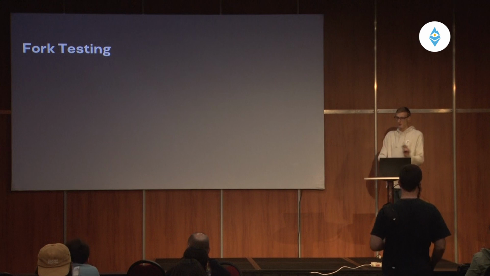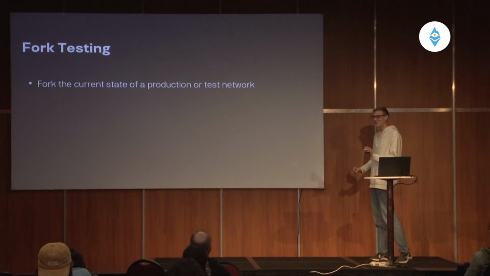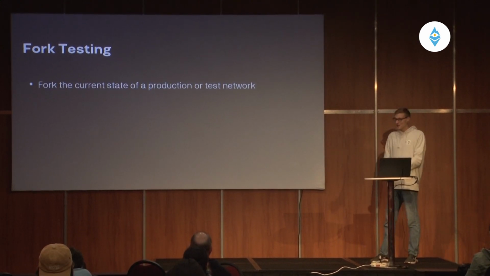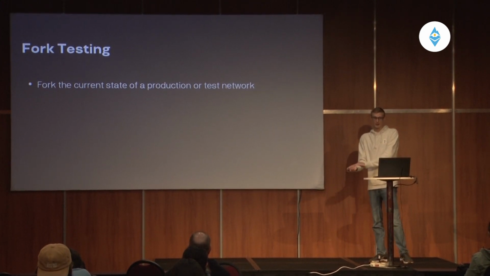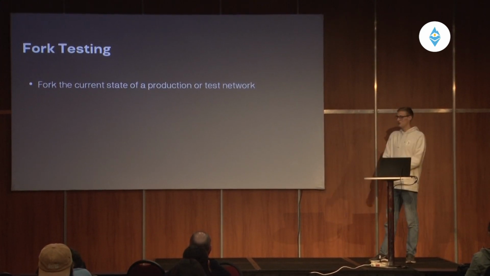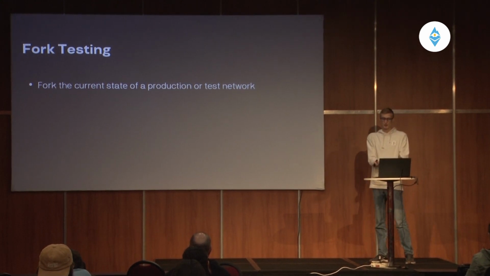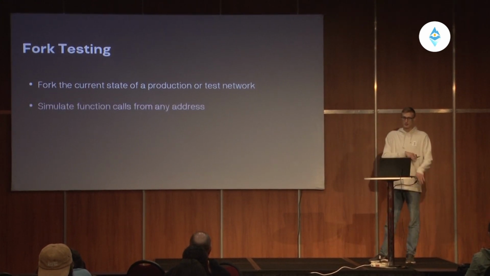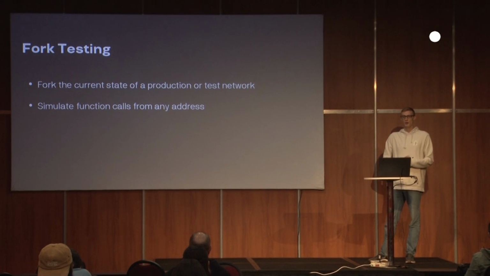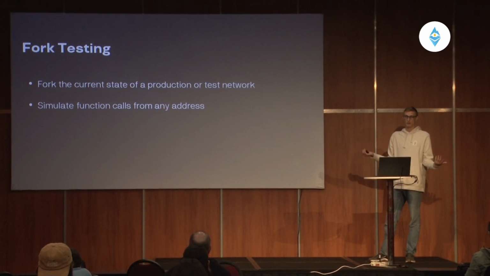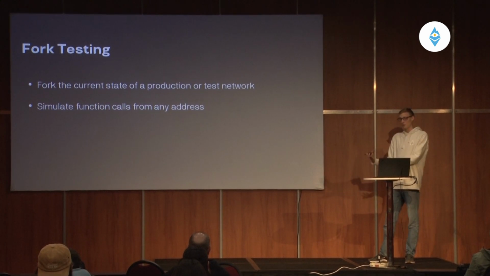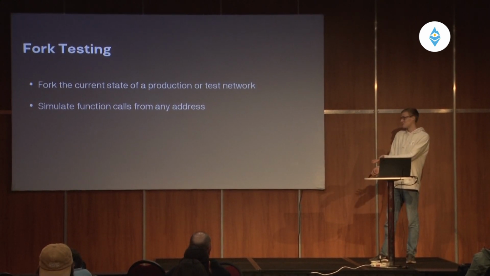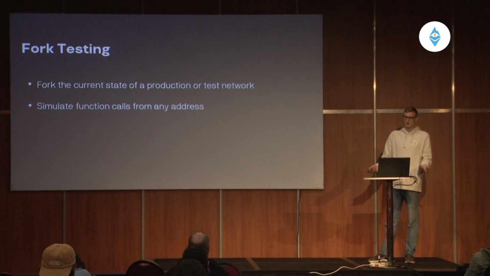And then the final development tip is fork testing. And this is probably maybe the most important thing of the entire presentation, is that the best way to test a front-end application is to test it on a live network. What fork testing allows you to do is take the current state of a production or a test network, and you're able to simulate any function call. So I'm able to mock myself as any address. If I want to be vitalik.eth and see what my application would look like if I were using it from this specific address, you're able to do that.